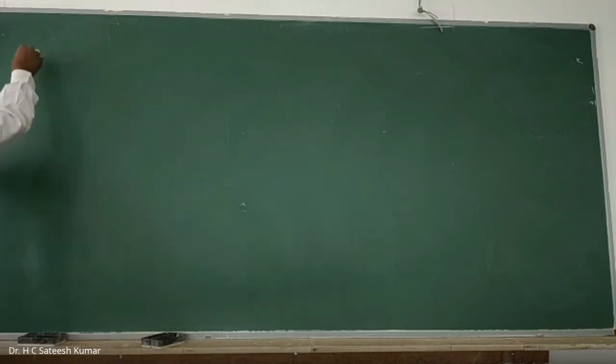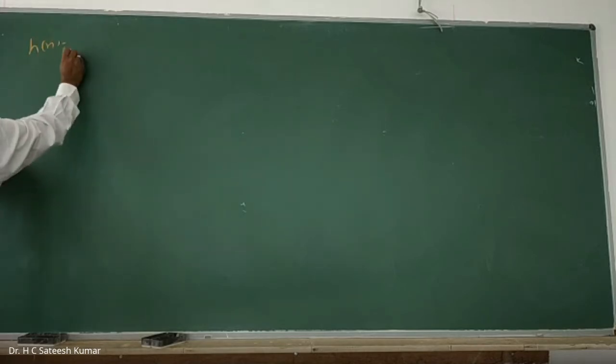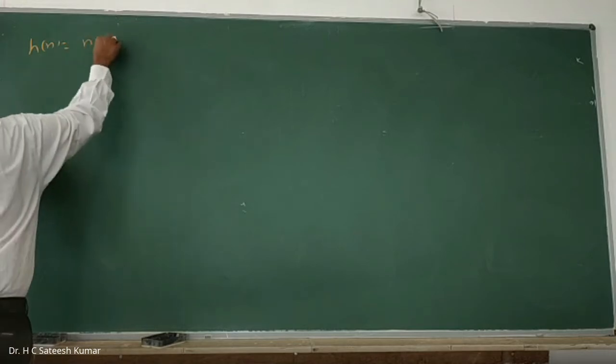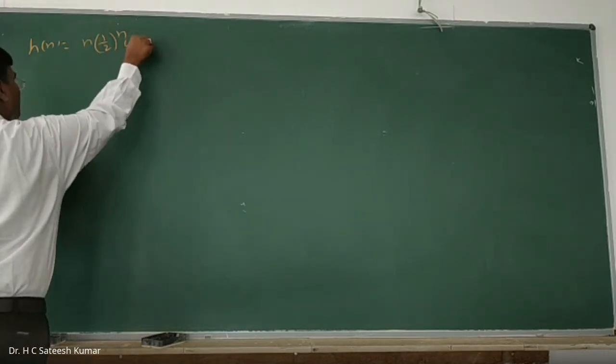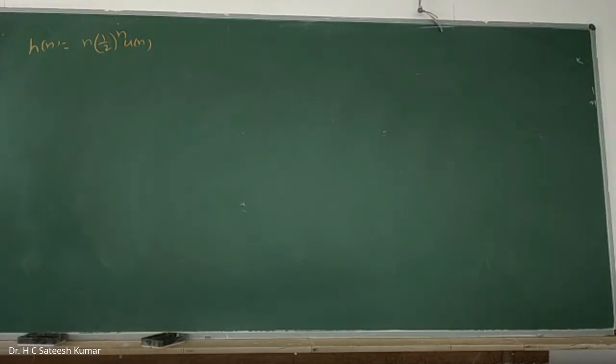So one more problem that we have seen in the examination, and many of the students made mistakes. Anyhow, h[n] is equal to n into half to the power of n into u[n]. The impulse response. It's a 4 marks question in one of the papers, asking about stability and causality. Okay.